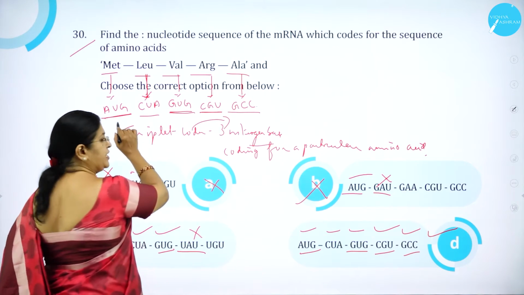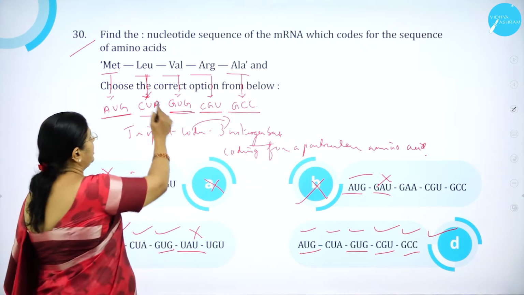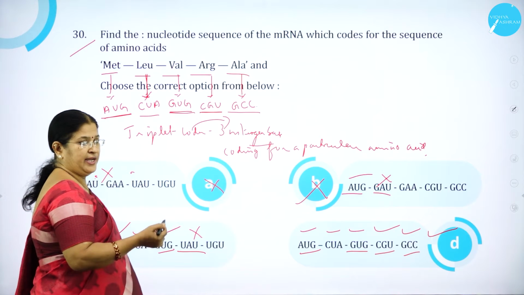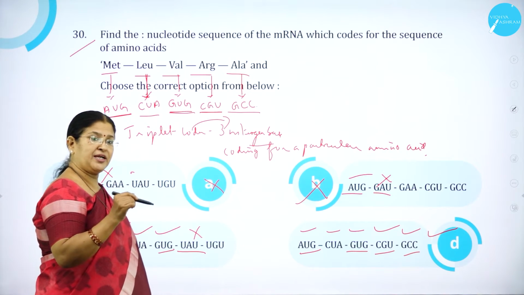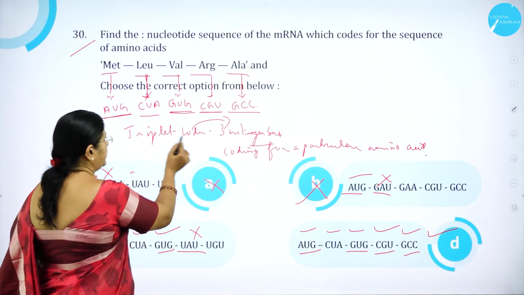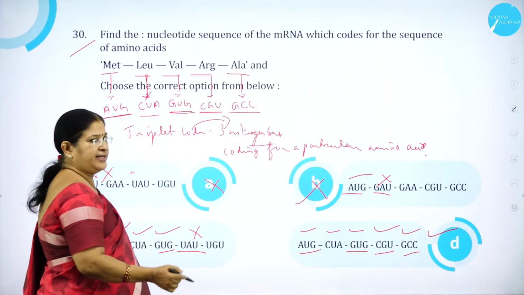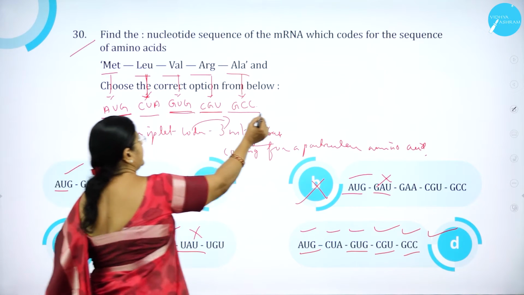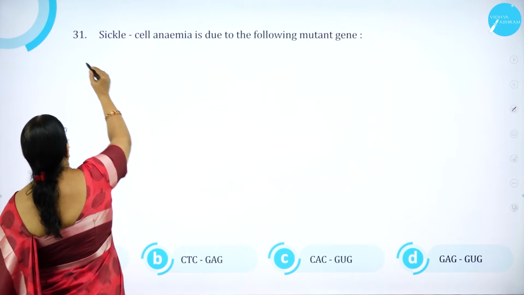So methionine AUG, there you can see leucine CUA. All these are different amino acids. As I said, each amino acid has a particular codon. So here GUG for valine, arginine CGU, alanine GCC. That is, option D is correct. Option D is correct. So moving on to the 31st question.